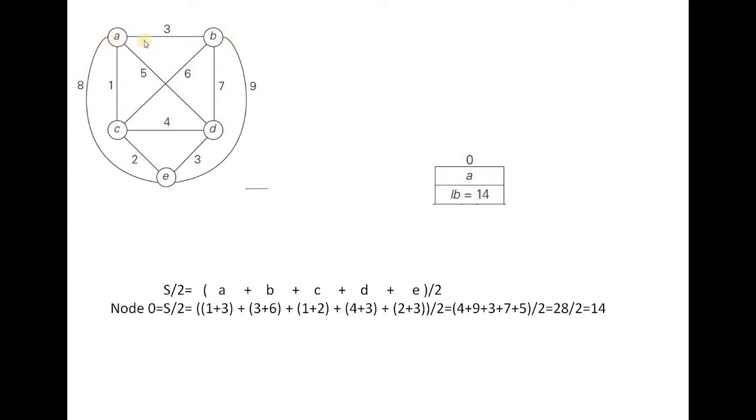For example, here A to B distance is 3, A to E distance is 8, A to D distance is 5, and likewise. Here we are going to find the solution by using the branch and bound technique. We are going to find the least cost tour for the traveling salesperson problem. We'll see how to find the solution.